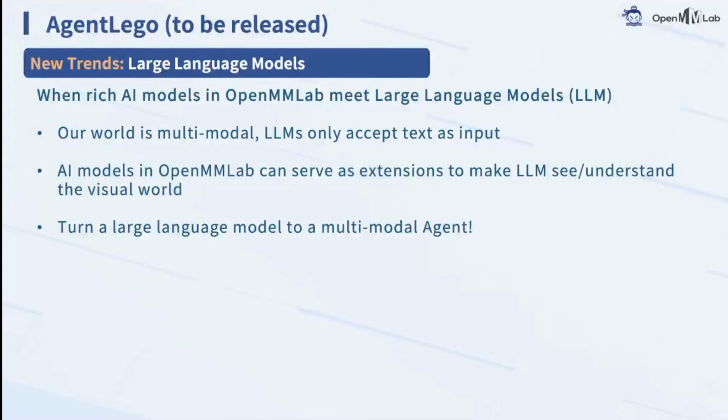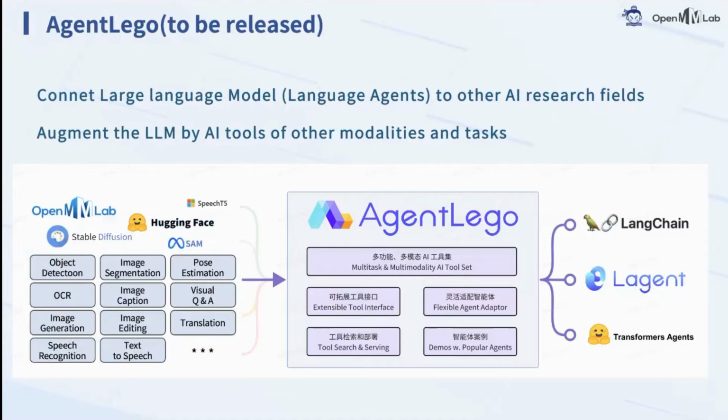All the rich AI models in OpenMMLab basically provide multimodal understanding of the visual world. So all these models can serve as extensions to make the LLM see or understand the visual world. This essentially turns a large language model into a multimodal agent if we incorporate the AI models with the language model. This is also explored in the CVPR 2023 best paper, Visual Programming. Although this repository has not been released, we just cannot wait to share it with you.